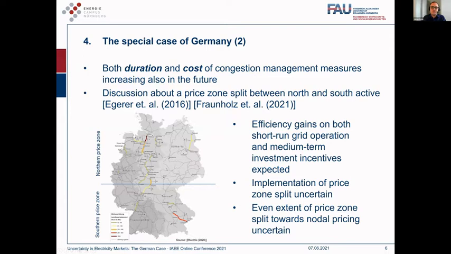So why do we want to do this actually? I mean, from two zonal prices in Germany, we would expect efficiency gains, both in the short-run grid operation, because this problem of congestion management would be reduced, but also in the medium term, looking at investment incentives, you would expect a more efficient choice because of the more precise pricing signals in Germany. So as I said, there is a discussion about the implementation of a price zone split. It's very much uncertain at the moment, but there is the discussion whether to do it actually. And several other European countries have done it. So this is not an unrealistic scenario in the end.